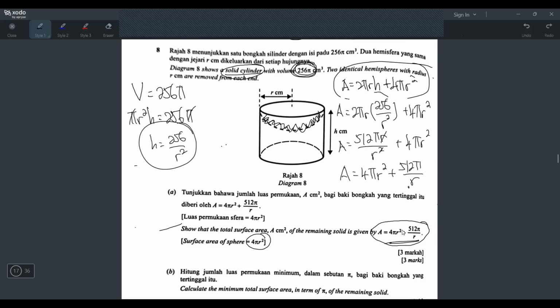Okay, now it's the same. Okay, so I made a mistake just now. I thought the volume here is the volume after I remove the hemisphere. Apparently it is the whole cylinder.